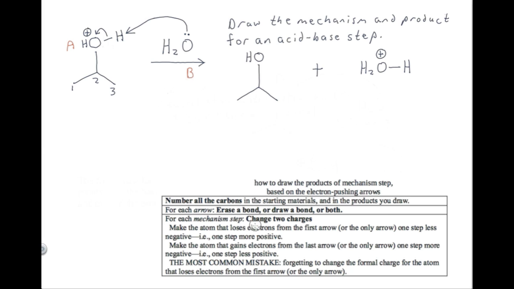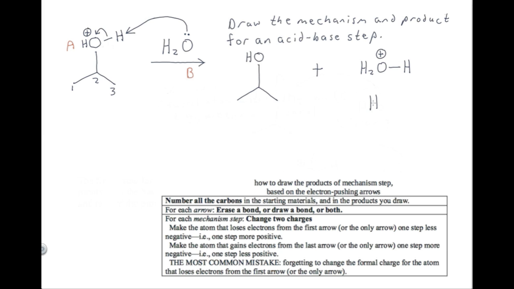Remember, you always change two charges at the beginning and end of the series of arrows. We never change the charge on the atom in the middle of the series of arrows. We always change the charge at the beginning of the series of arrows and at the end of the series of arrows. The most common mistake is forgetting to change the charge on this atom at the beginning of the series of arrows. Well, the instructions were just to draw the mechanism for a single acid-base step, so we can stop here. By the way, there's another acceptable way to draw this product.